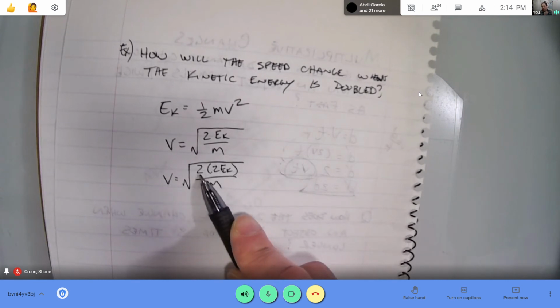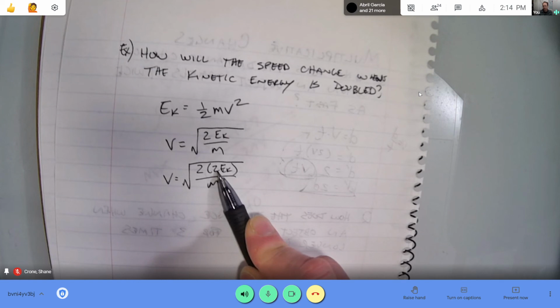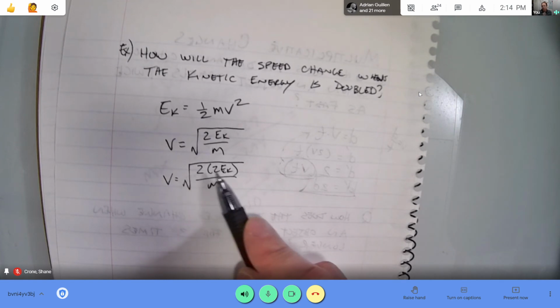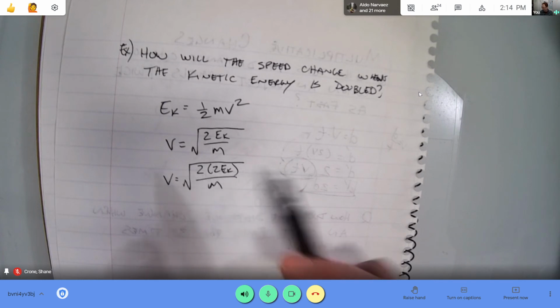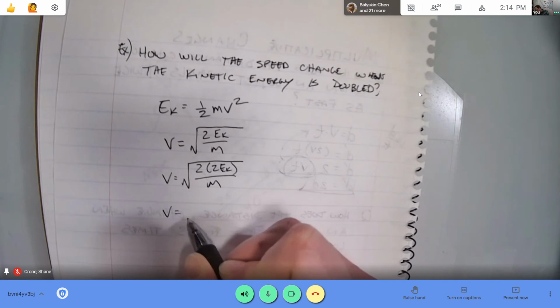This is part of the equation. This is the change that I put in. This is not part of the equation. This is something I added to the equation to make the change that I wanted to see. So I do not want to combine these two together, because I need the 2EK over m to still be there in the end. So I'm going to pull these two guys out.